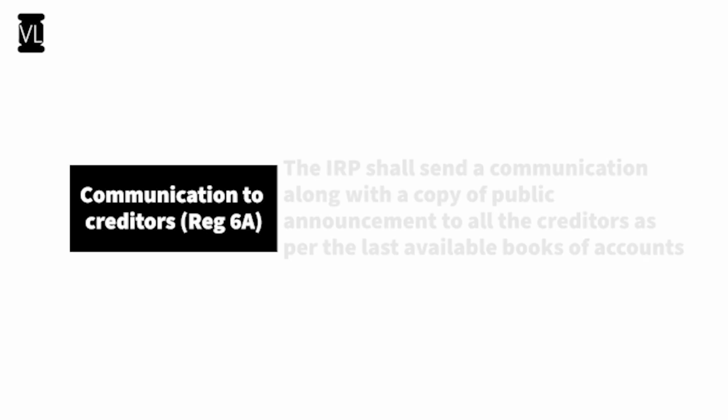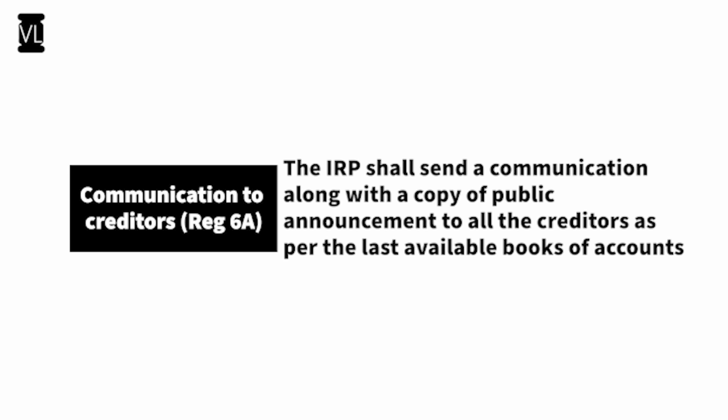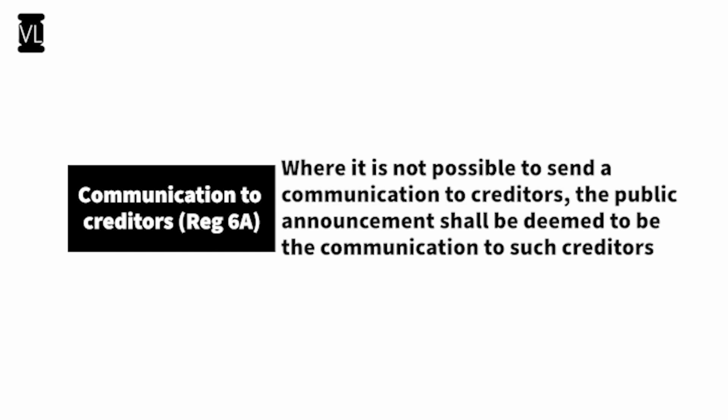Further, a new regulation was brought in on communication to the creditors, where the interim resolution professional shall send a communication along with a copy of the public announcement made under Regulation 6 to all the creditors as available on the books of accounts of the corporate debtor through post or electronic means. Wherever such communication is not possible, the Regulation 6 public announcement shall be deemed to be communicated to such creditors.